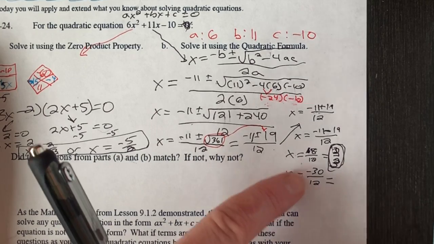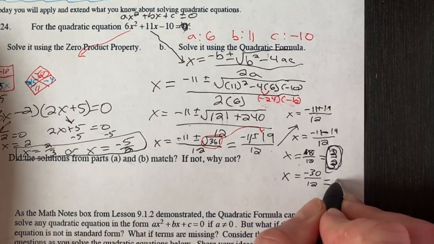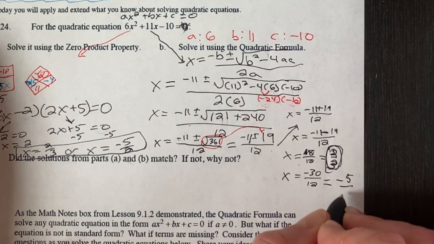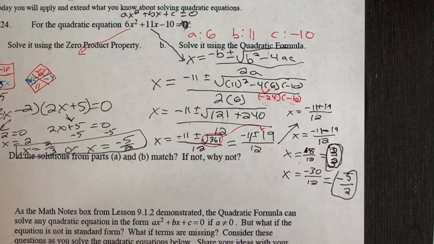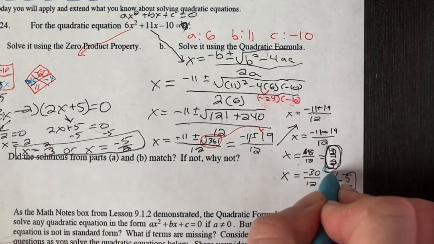6 goes into 12 twice. 6 goes into negative 30 negative 5 times, right? Negative 5 times 6 is negative 30. So I get negative 5 over 2. And my 2 solutions are the same, okay, are the same.